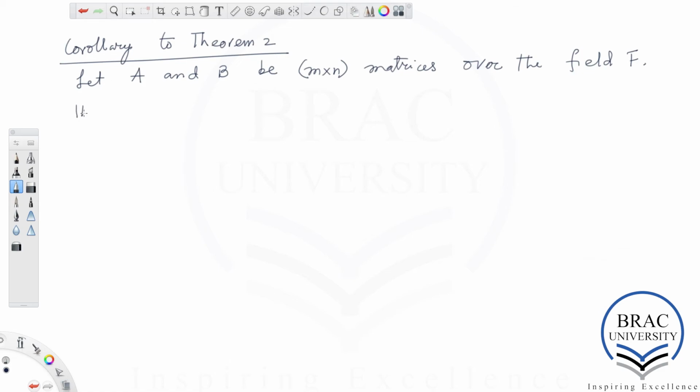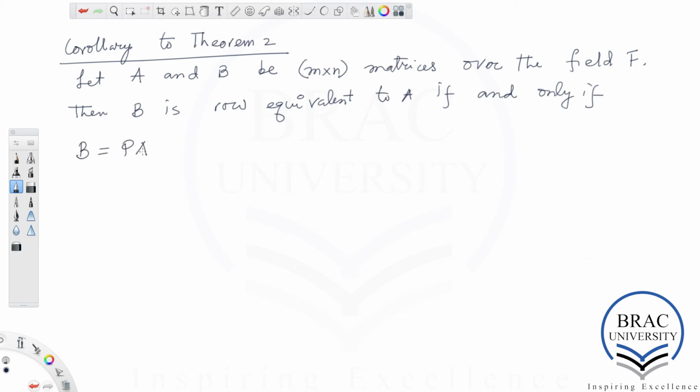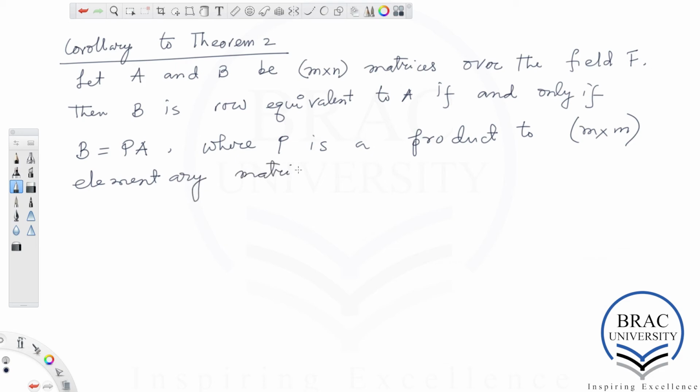Then B is row equivalent to A if and only if B is equal to P times A, where P is a product of m times m elementary matrices. Okay, so this is the statement of the corollary. Let us prove it. It's an if and only if statement. So we have to prove both the directions.